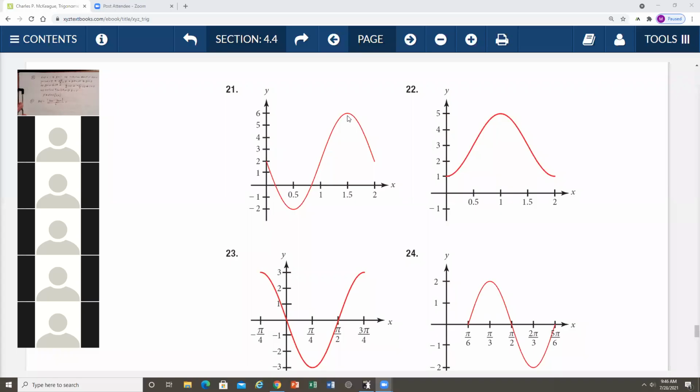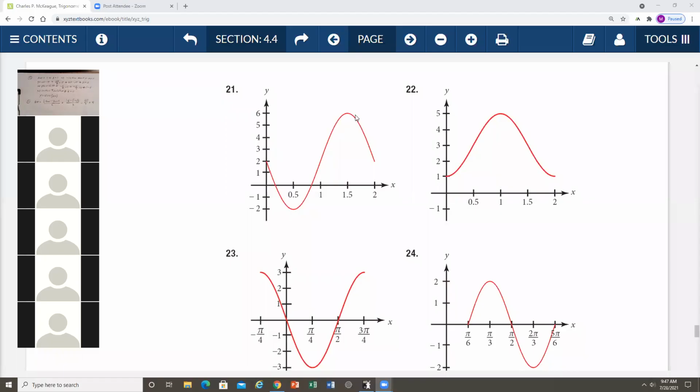Let's go back to our graph now. For this graph, the maximum y value is 6. The minimum y value is -2. Feeding things into this formula, the maximum y value is 6, subtract the minimum y value of -2, divide that by 2. 6 subtract -2 is 6 plus 2, which is 8. The absolute value of 8 divided by 2 is 4. You are correct. The amplitude is 4.